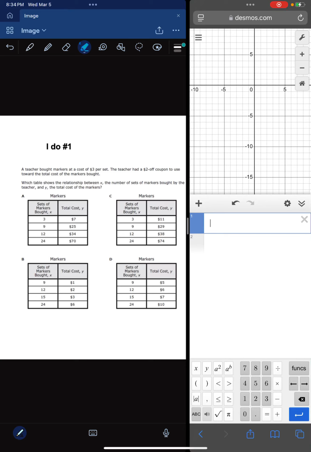Hi everyone, today we're going to learn how to solve problems that involve writing equations. Here we go. ID number 1 says a teacher bought markers at a cost of $3 per set. The teacher had a $2 off coupon to use towards the total cost of the markers bought. Which table shows the relationship between X, the number of sets of markers bought by the teacher, and Y, the total cost of the markers?